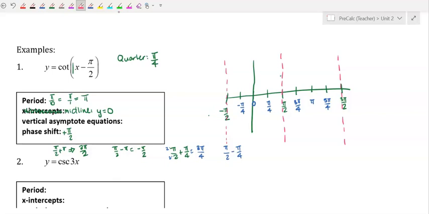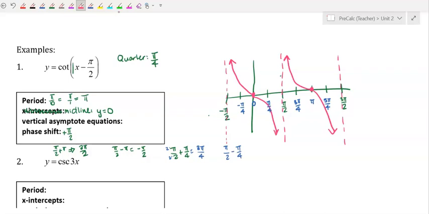All right? Then at the 0 right here, and at pi right here, so right down in the middle of your asymptotes, you have a point on your midline, whatever that happens to be. And in this case, the midline is on our x-axis. And then we're going to draw our graph as a decreasing function. Left to right, it's going down.